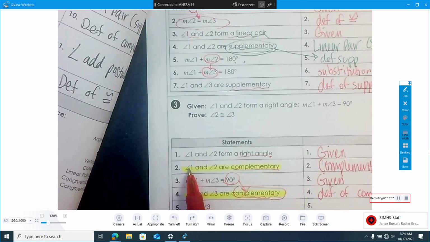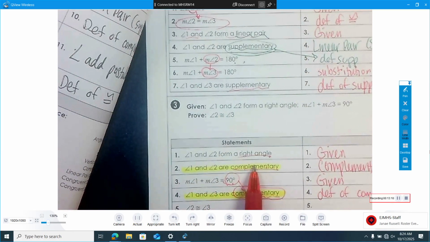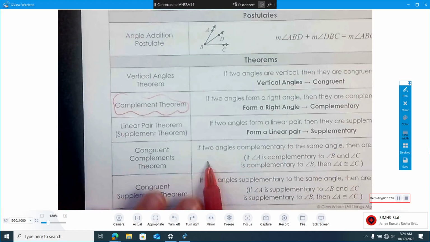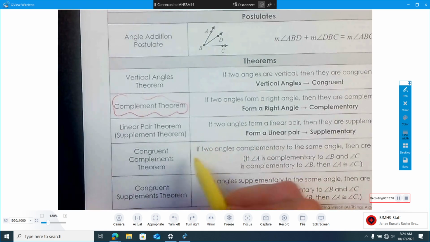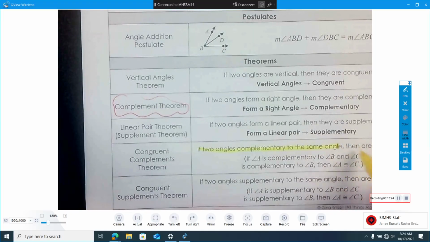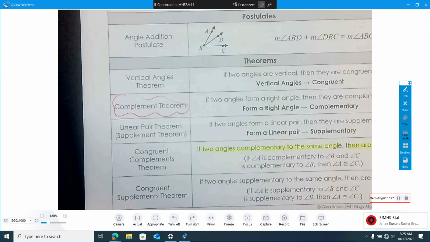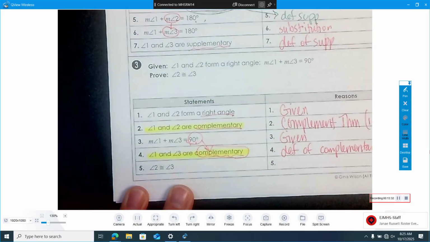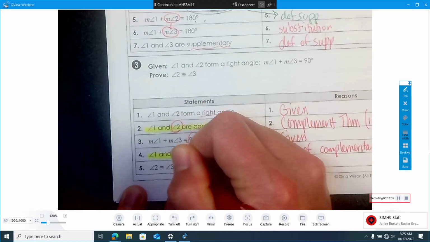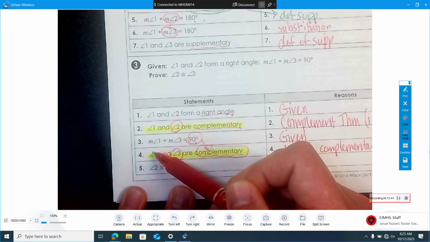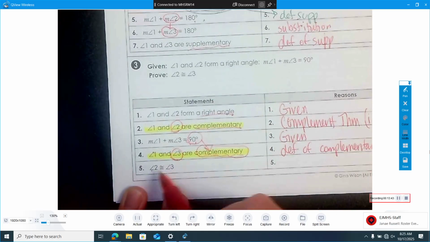Here, we have two very important statements. Angle 1 and angle 2 are complementary. Angle 1 and angle 3 are complementary. If two angles are complementary to the same angle, then they are congruent. When we look at this, we have two angles, angle 2 and angle 3, that are complementary to the same angle. Then angle 2 and angle 3 must be congruent, and that's what that theorem says.